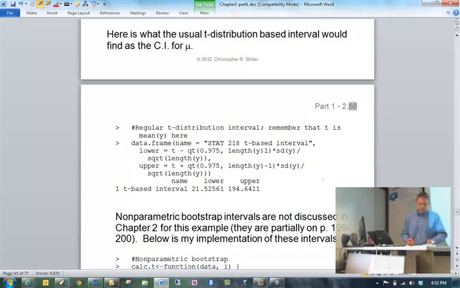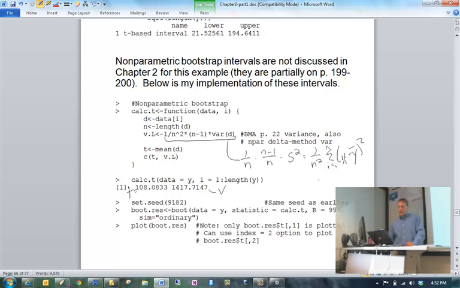Okay. So that takes us then to page 66. Let's talk about how we can do this interval with the non-parametric bootstrap.